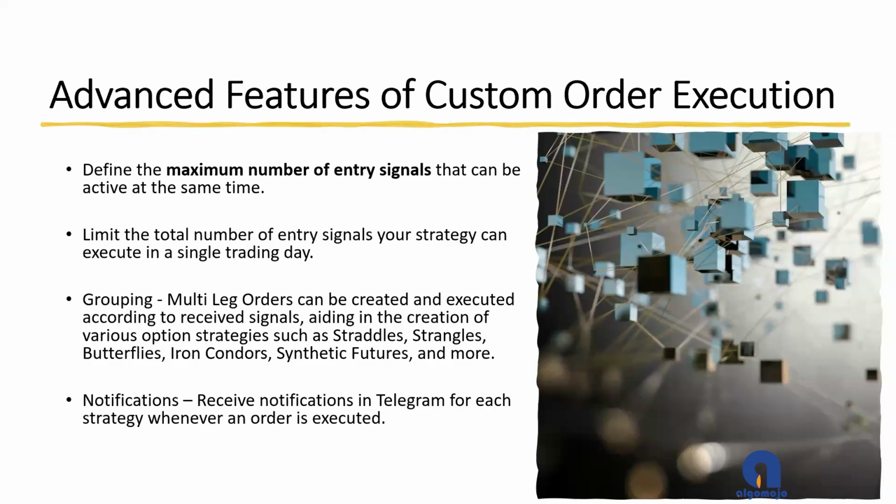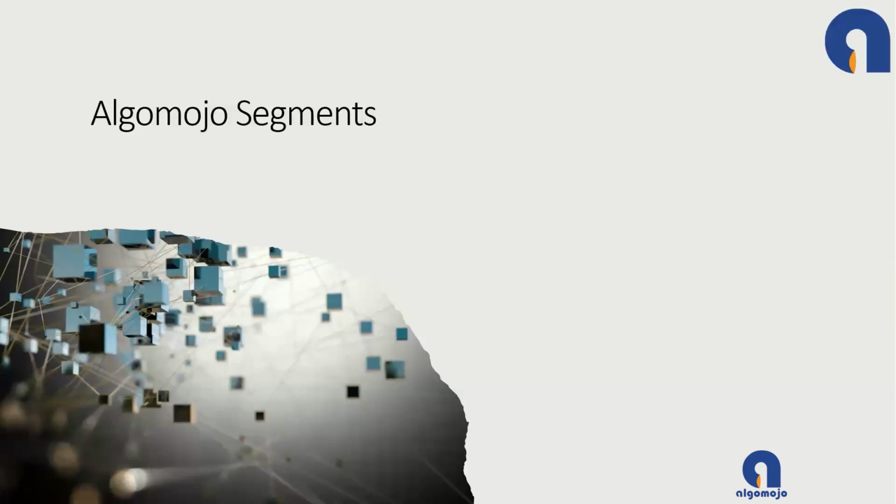We have got a Telegram app called Algomojo bot, using which you will be able to receive a notification whenever there's a signal coming in or whenever there's an order getting executed. It's a pretty simple, straightforward setup. All you have to do is take the chart ID from the Algomojo bot Telegram app and place it into the strategy that you're trying to run, and you will start getting notifications as such.